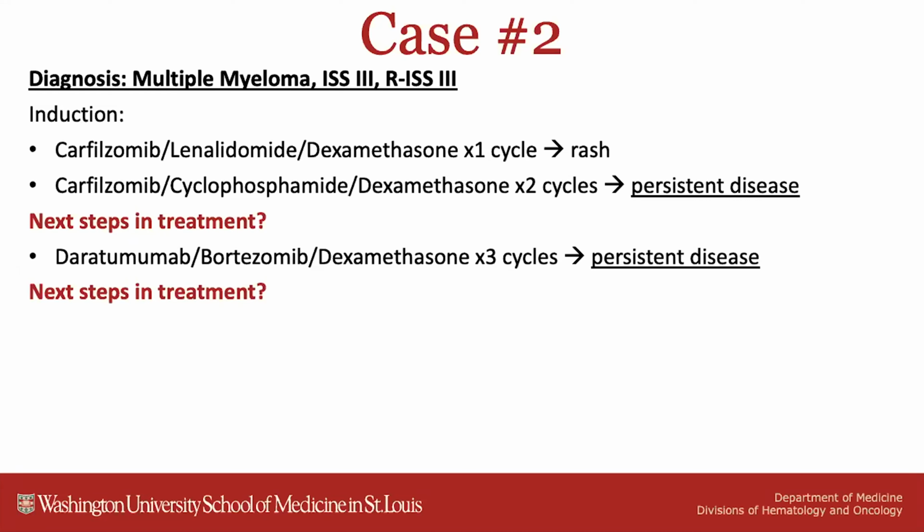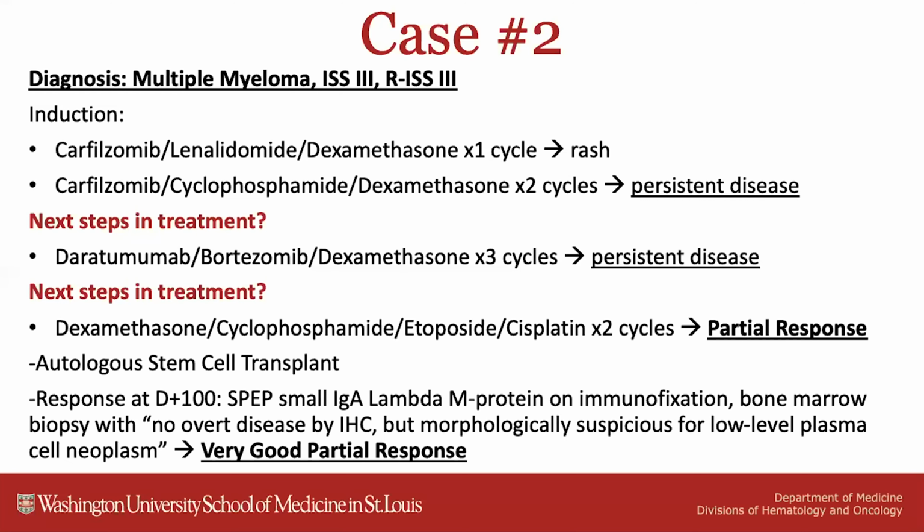So in the interest of time, I'll let the cat out of the bag. This patient got both of the regimens that were already discussed. They were first treated with DSEP for 2 cycles. Unfortunately, as Dr. Geralt alluded to, they did have a partial response. So they were chemosensitive, and were then taken to an autologous stem cell transplant. At their day 100 response assessment, their SPEP still showed a small detectable IgA lambda monoclonal protein on immunofixation that was not quantifiable.